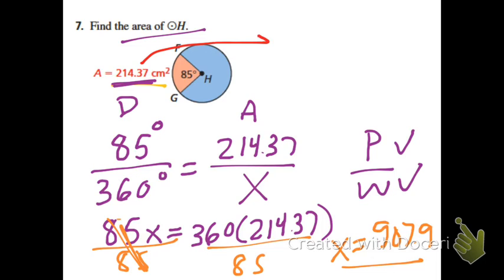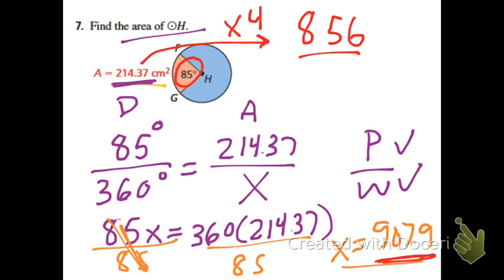And if you estimate that in your head, it makes sense, right? We saw that about 1/4 of the circle was 214, so if we take 214 and multiply it by 4, we get around 856, which is less than that, which makes sense because 85 degrees is a little less than 1/4. So that's just checking our work. But so the area of the whole circle is 907.9 square centimeters. All right, always important to include the units.